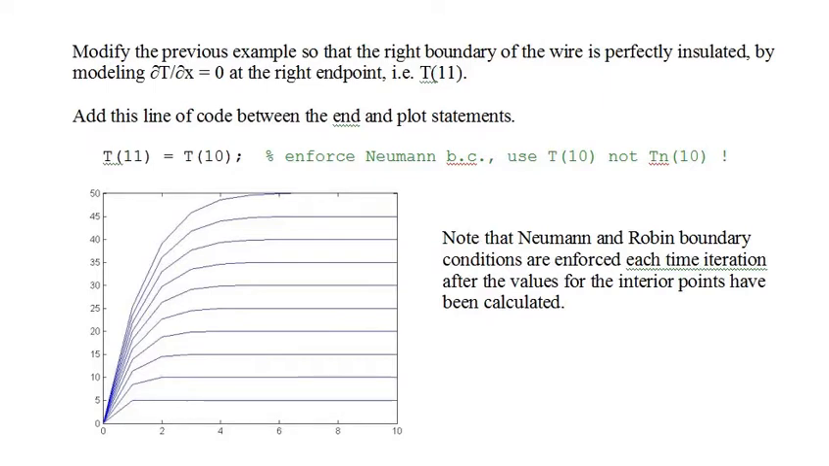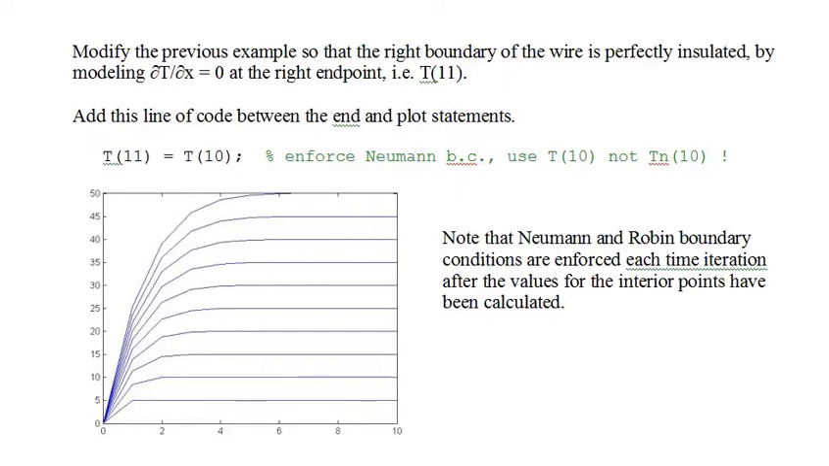This example is identical to the previous one, except that the right boundary condition is that the wire is insulated, so that no energy is flowing in or out of the wire at the right endpoint. This corresponds to a Neumann boundary condition that the spatial derivative of temperature equals 0 at the right boundary. Since the spatial derivative is 0, no energy is flowing in or out at the right boundary.